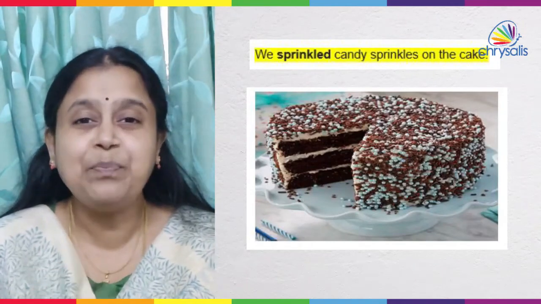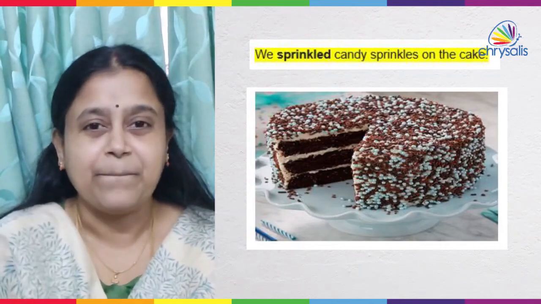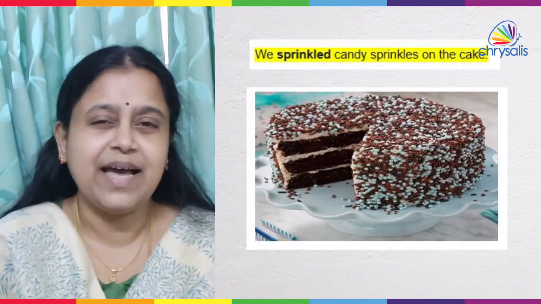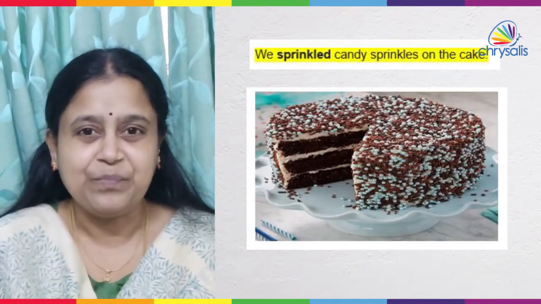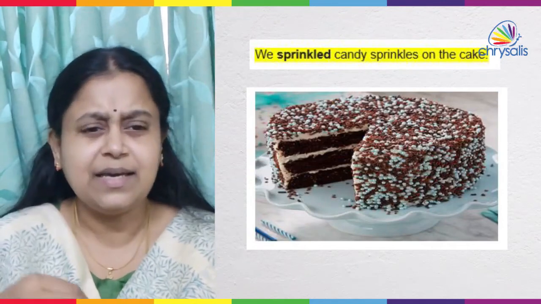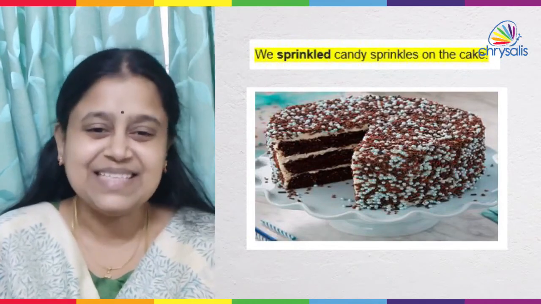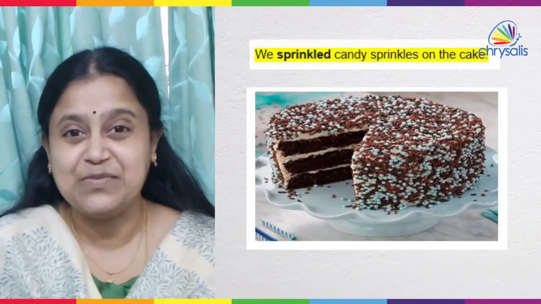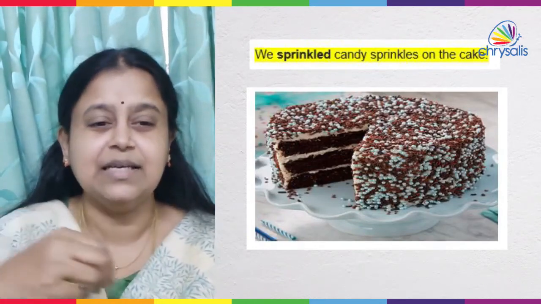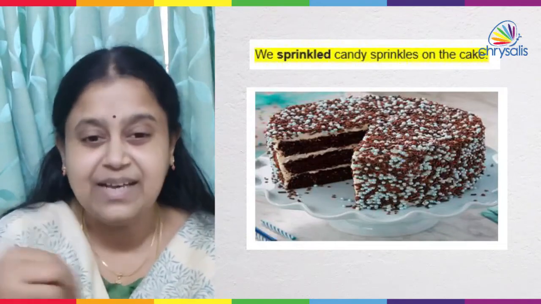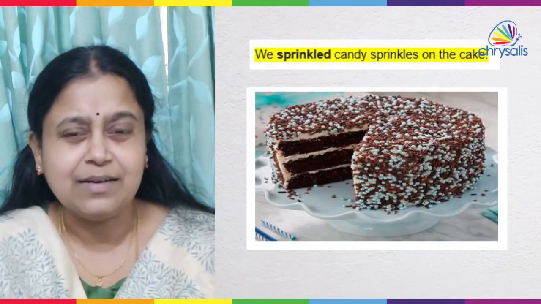Now, let's see a new word we have learnt from this story. The word is sprinkle. Sprinkle means scatter. Now, let us try and create a sentence using this new word, sprinkle. We sprinkled candy sprinkles on the cake. For better understanding, I have given a cake picture which is on your screen now, where you can see the pearl-like white candy sprinkles on top of the cake. Do you all feel like eating a cake now, right?